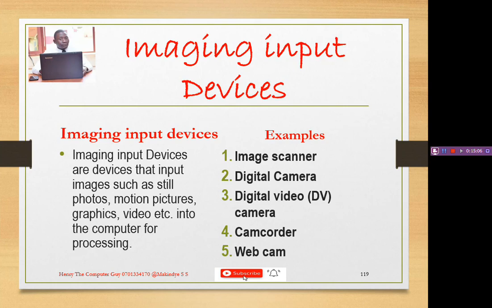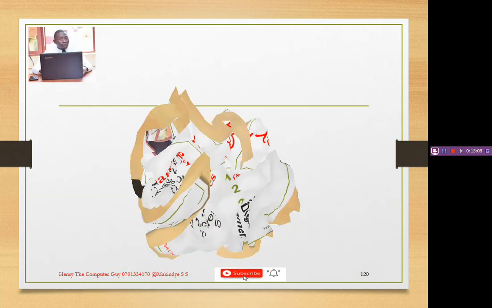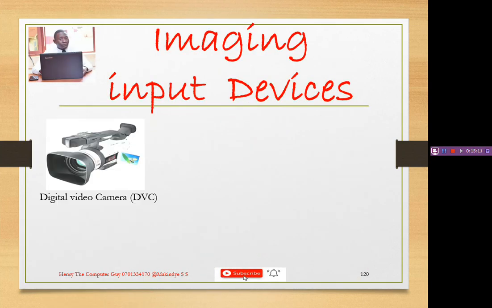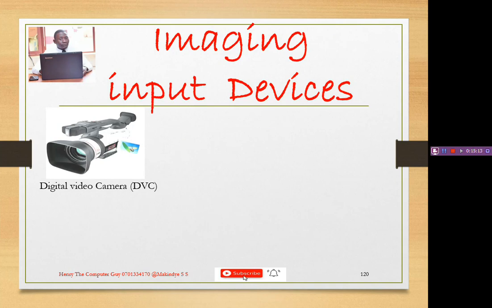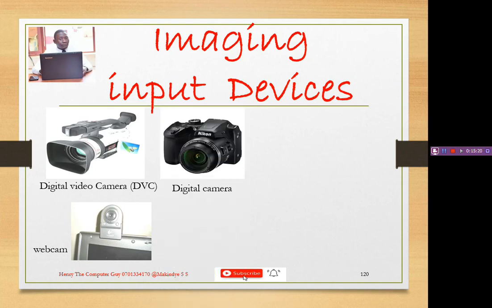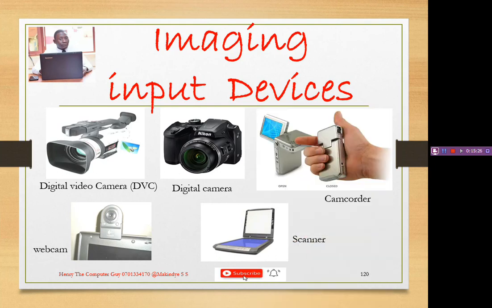Let's look at them diagrammatically. We have the imaging input devices, that is the digital video camera. You have seen it before. We have a webcam, it is always attached on top of your monitor. We have a digital camera for taking photographs. We have a scanner for converting a hard copy into a soft copy. We can have a camcorder, that lightweight video camera. Then we can have what we call the webcam. We have already seen that one. It can be either this one or this one. It depends on the one that you bought.